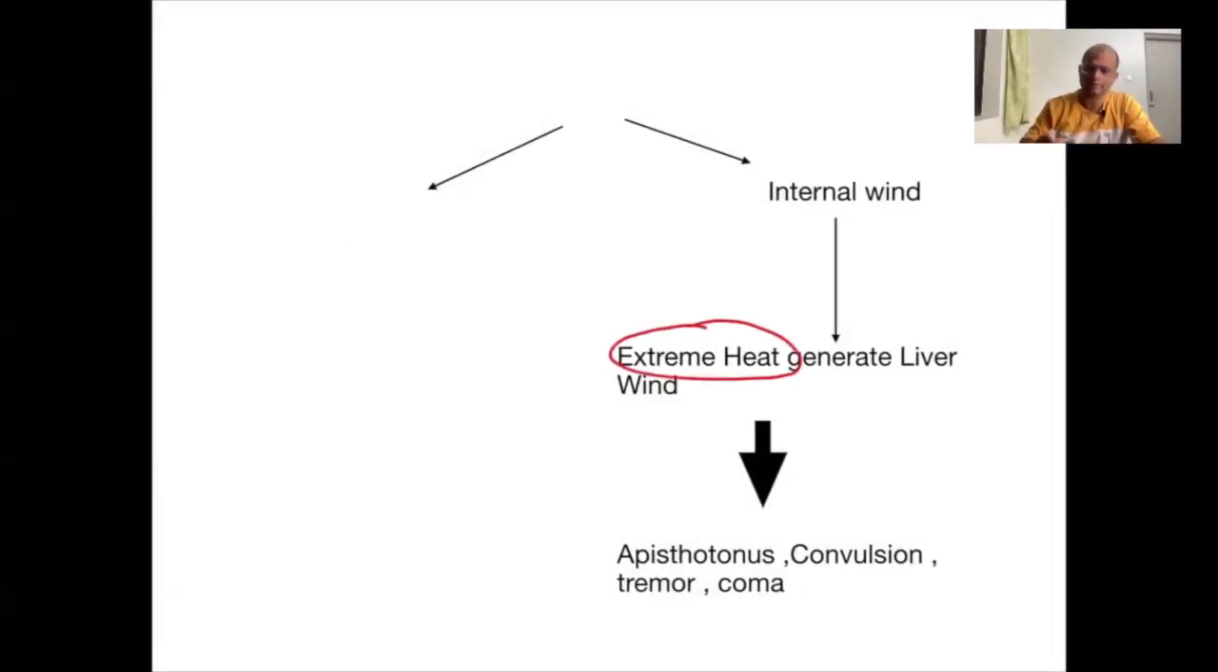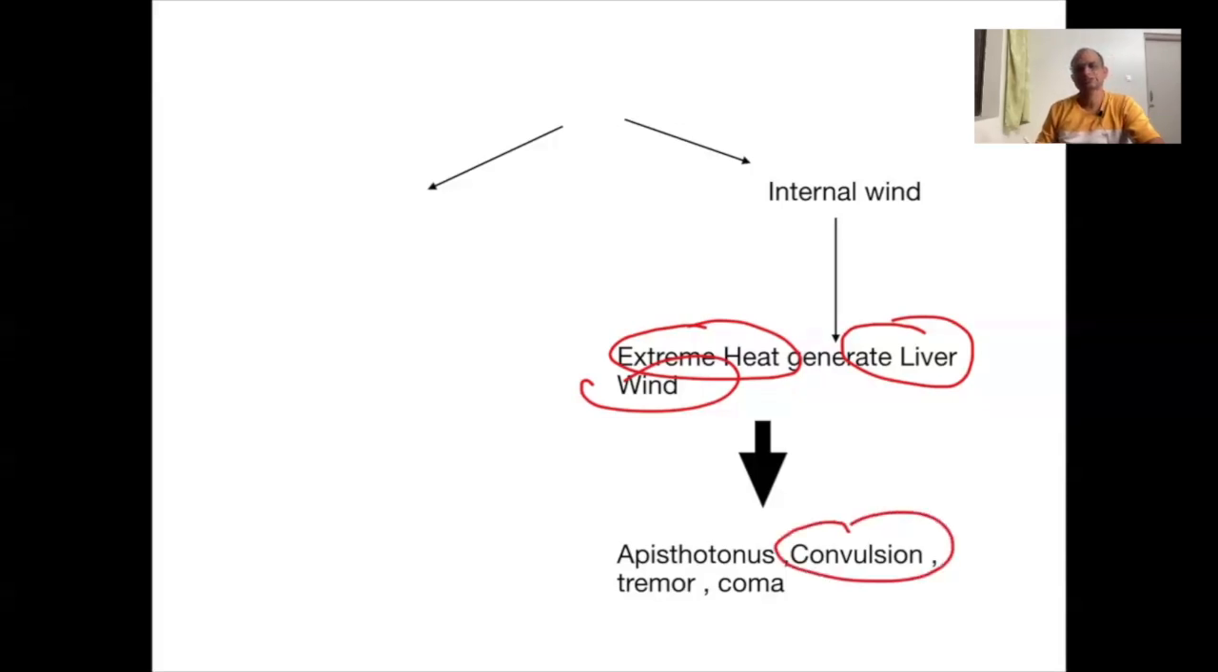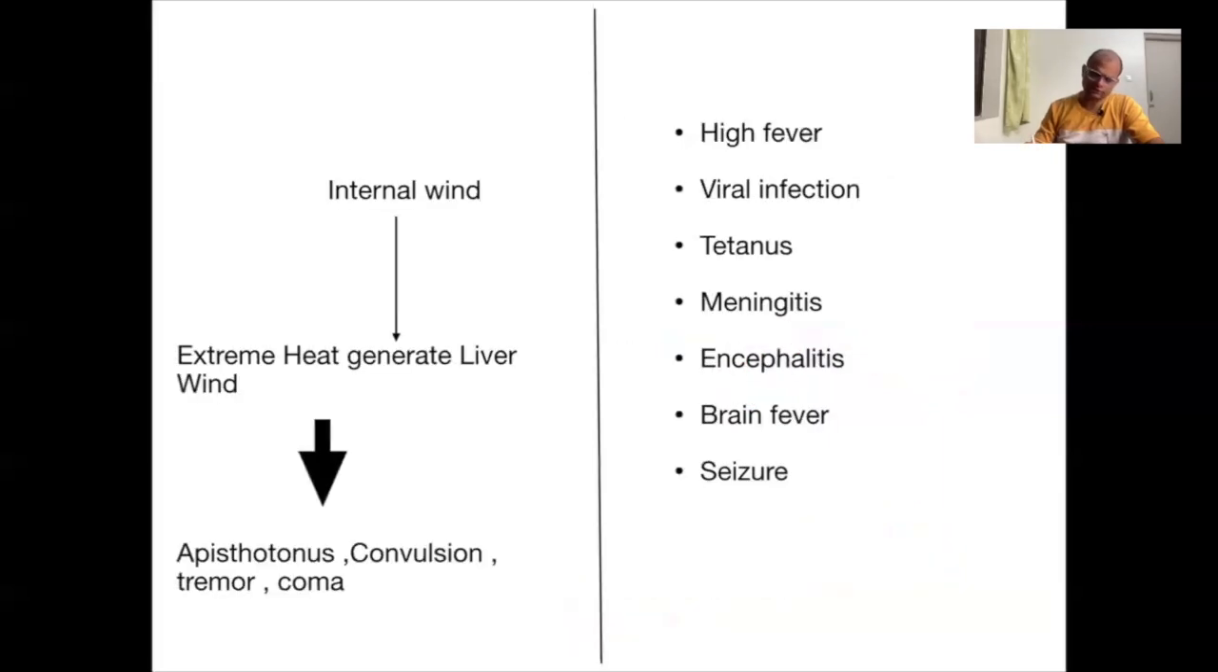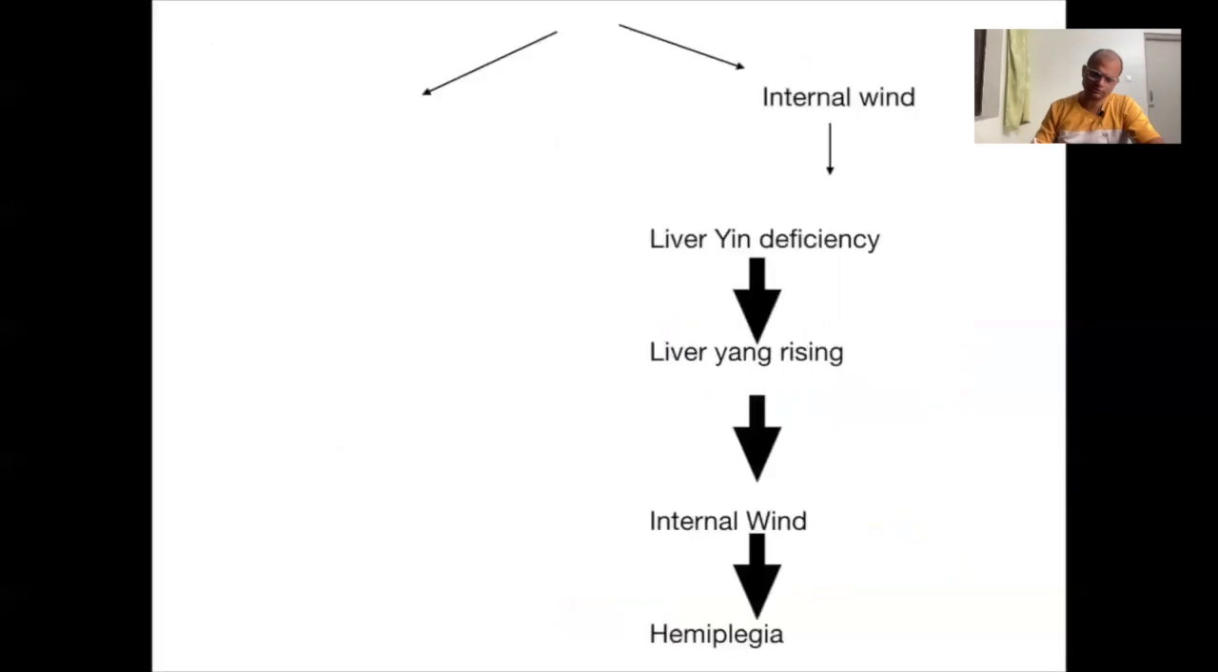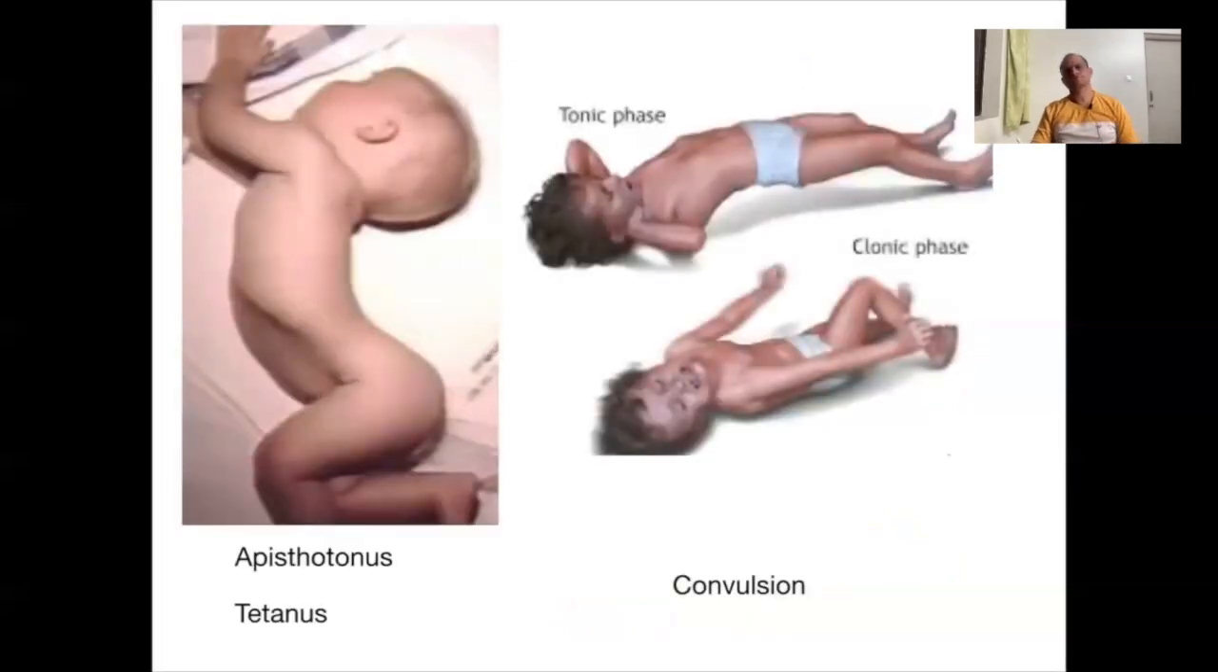Extreme heat, maybe a very high fever, 105, 106 or more, generates liver wind, so much liver wind that the person can get convulsions, epileptic jerks, seizures, tremors, even coma. Opisthotonus. So I will show you this image. Look here, this is opisthotonus.